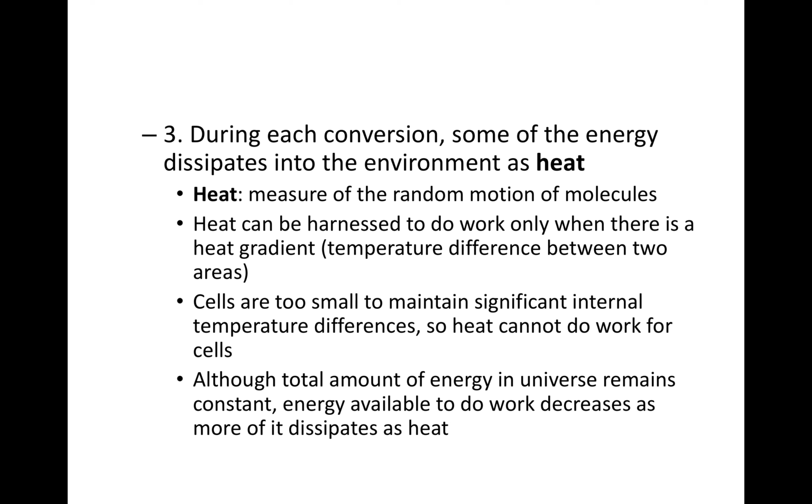So anyways, back to heat. Heat is the measure of the random motion of molecules, and we can harness it to do work only when there is a heat gradient, so moving from high to low. Now our cells are too small to maintain significant internal temperature differences, so heat cannot do work for cells. So that's a bummer. Instead, heat will escape from these chemical reactions and dissipate, and that's why cells are usually made up of water, to help absorb that heat and keep the cells at a constant temperature so they can do their job properly.